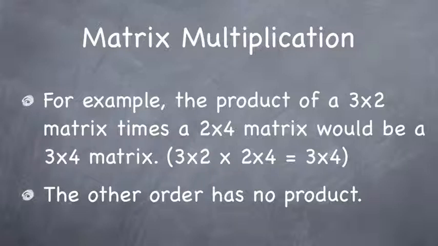The drill problems from this section are very quick and easy. You're going to be given the size of matrix A, the size of matrix B, and you're asked to tell the size of matrix AB and matrix BA. So AB, that's going to be the product of A times B. BA will be the product of B times A. So if the product exists, tell the size of it. If it does not exist, just state that it does not exist.